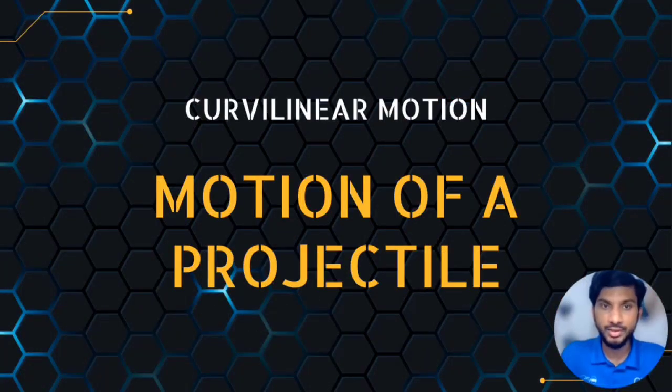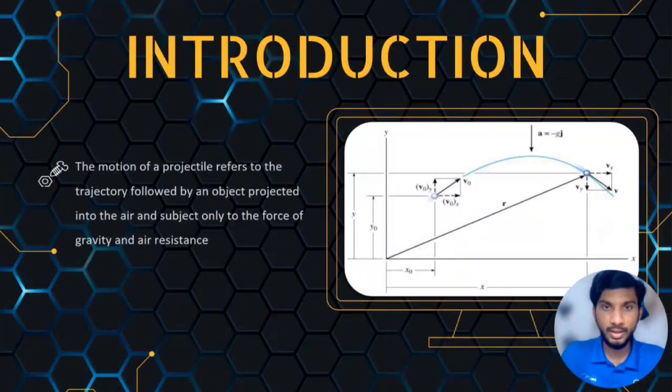I am THENNARASAN Rajandaran. Today we are going to refer to the motion of a projectile, covered under the chapter of kinematics of particles. Well, introduction. The motion of a projectile refers to the trajectory followed by an object projected into the air and subject only to the force of gravity and air resistance. This type of motion is characterized by a curved path, typically in the shape of a parabola, and is a classical example in physics.